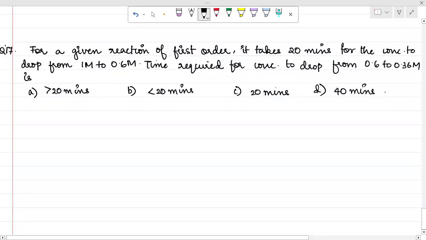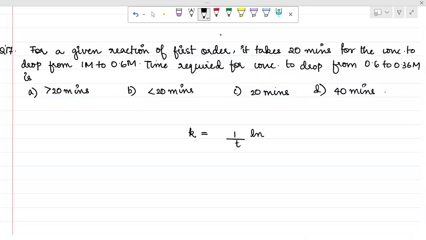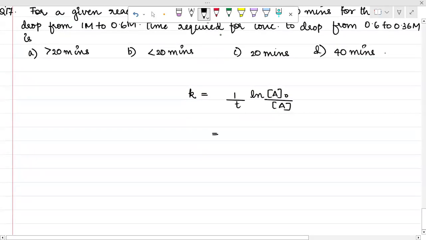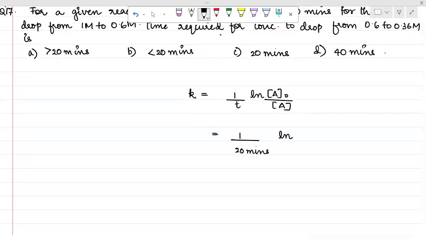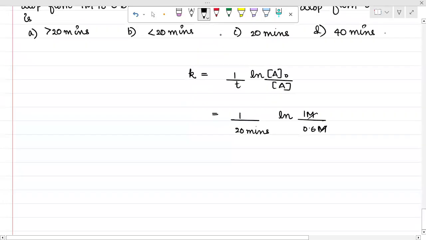So what is given? It was given that for the concentration drop from 1 to 0.6, it takes 20 minutes. Correct? So let's use the equation. K is equal to, we know the time, right? 1 by T ln of initial concentration by final concentration is our equation. So you can use this equation, use the calculator. 1 by 20 minutes into ln of initial concentration was 1 molar, final concentration is going to be 0.6 molar. Molar gets cancelled.